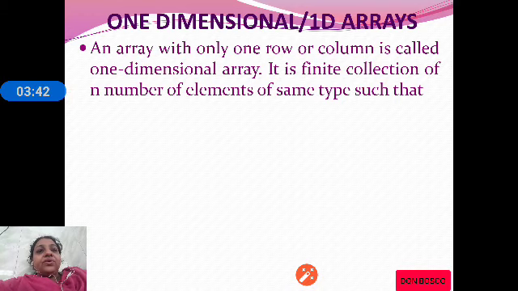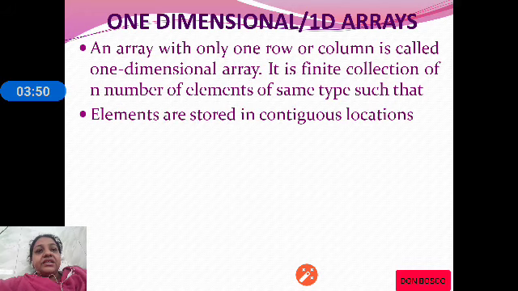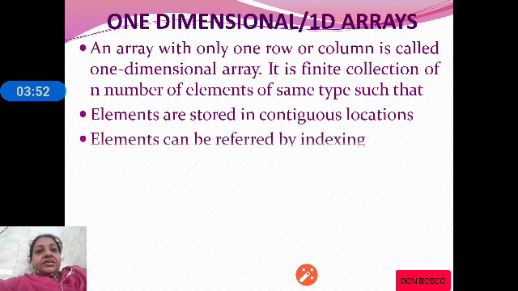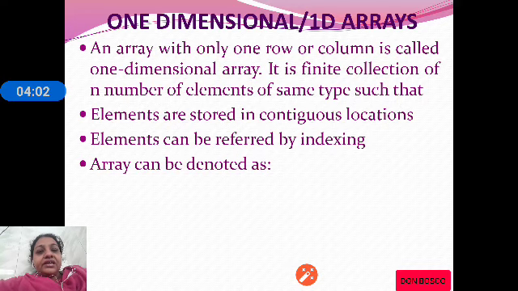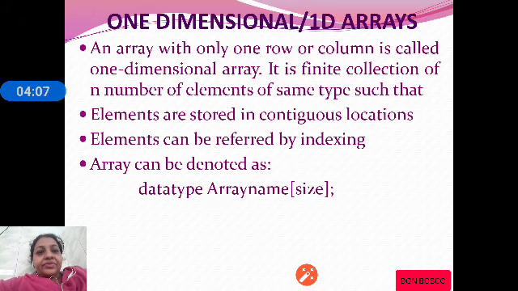An array with 1 row or 1 column, or it will have n elements, and each element is accessed with the index. The elements are stored in contiguous locations and they are referred to by their index number, and in a 1 dimension array each element is referred to by 1 index.